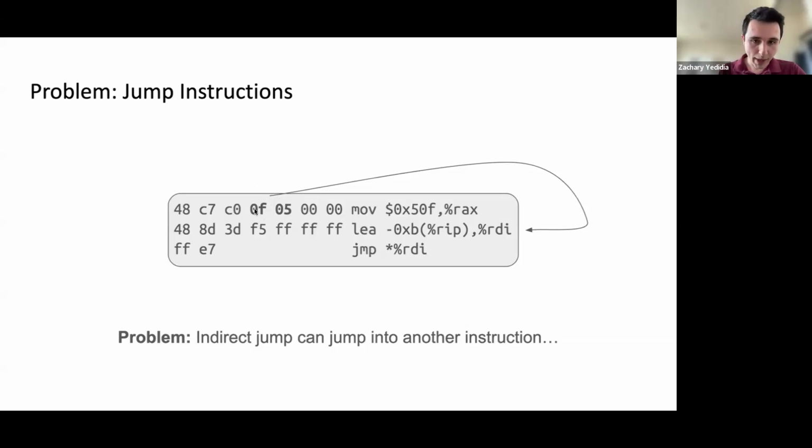And so we're going to jump to these bytes, and these bytes actually represent a completely different instruction that could do something non-deterministic. These indirect jumps can jump into the middle of another instruction and cause some non-determinism to occur, basically executing some instruction that our verifier did not see, right? It's like another instruction embedded inside of the encoding of this move instruction.